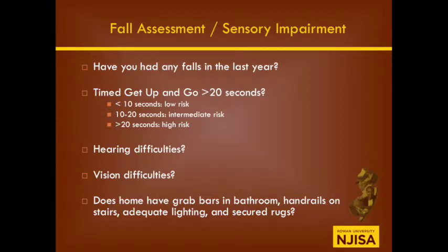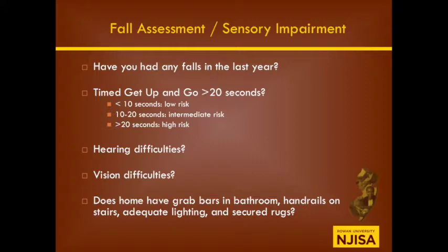Falls assessment and sensory impairment. So, sensory impairment, whether it's hearing difficulties or visual difficulties, can precipitate falls. So, you should always ask your geriatric patient, geriatric being defined as greater than 65, have you had any falls in the last year? If they have, previous falls are the biggest indicator of future falls. A way that you can assess fall risk is doing something called a timed get up and go test. And the way this is done, we will go over in lab.